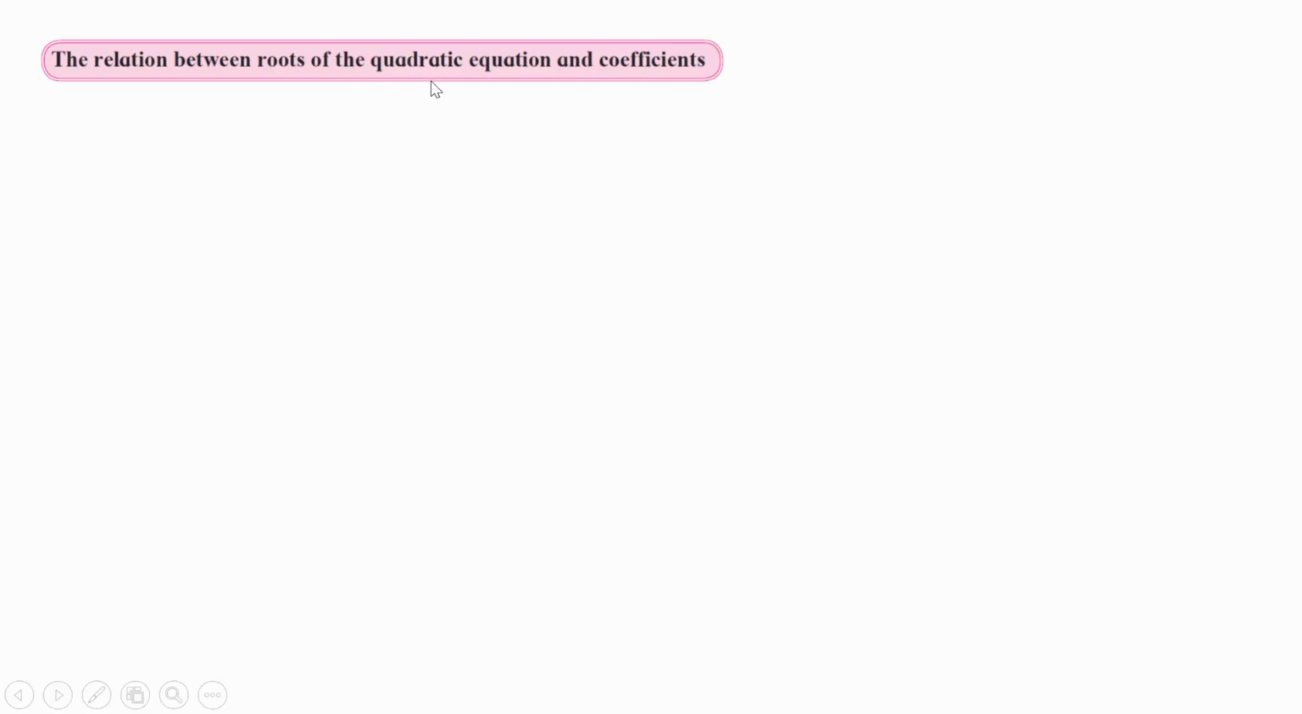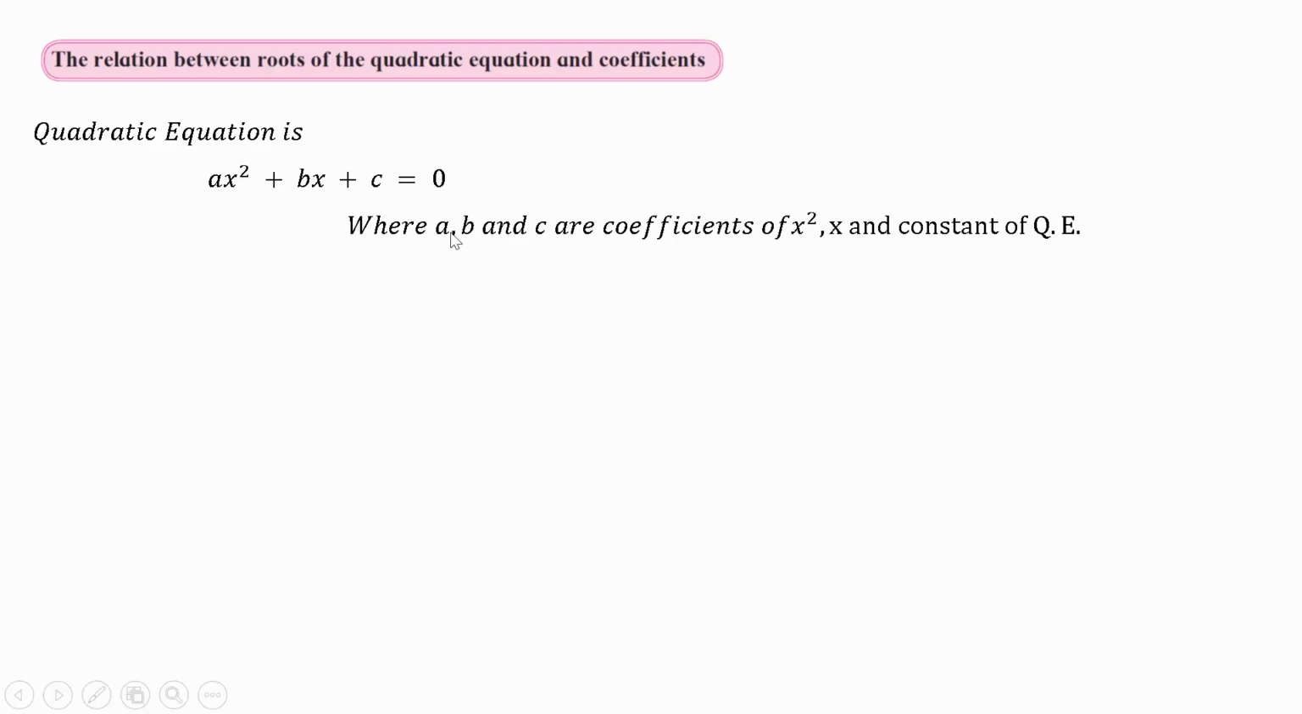The roots of a quadratic equation are alpha and beta, and a, b and c are called the coefficients of the quadratic equation. What is the relation between the roots and the coefficients? First, we consider the quadratic equation ax square plus bx plus c is equal to 0, which is the standard form of a quadratic equation. Here a, b and c are the coefficients of x square, x and the constant of the quadratic equation, and alpha and beta are the roots of the quadratic equation.